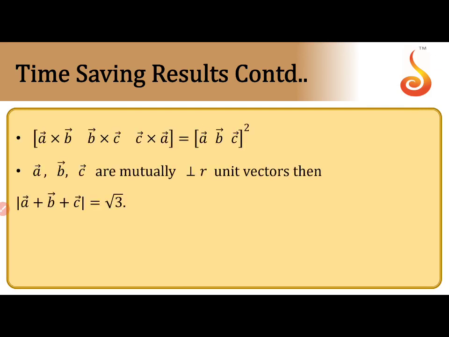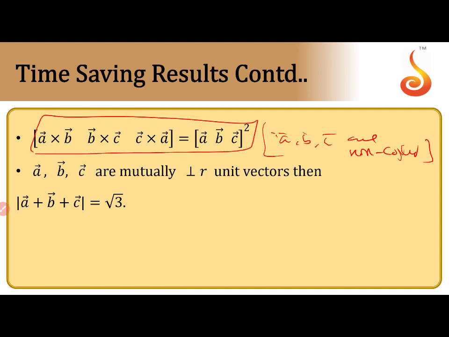Next, box of A cross B, B cross C, C cross A is box ABC whole square. Here also A, B, C are non-coplanar. Sometimes they will ask, if A, B, C are coplanar, what is the value of box A cross B, B cross C, C cross A? Obviously that is 0 because the vectors are coplanar, the box value is 0 only. But this result is for the non-coplanar case only.